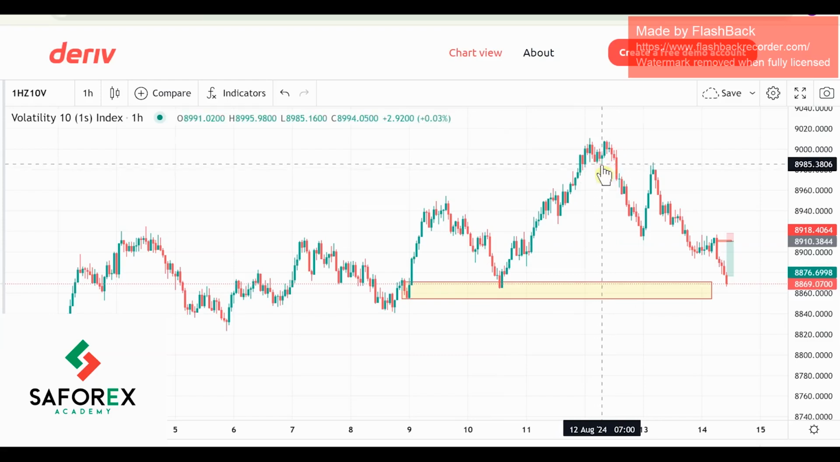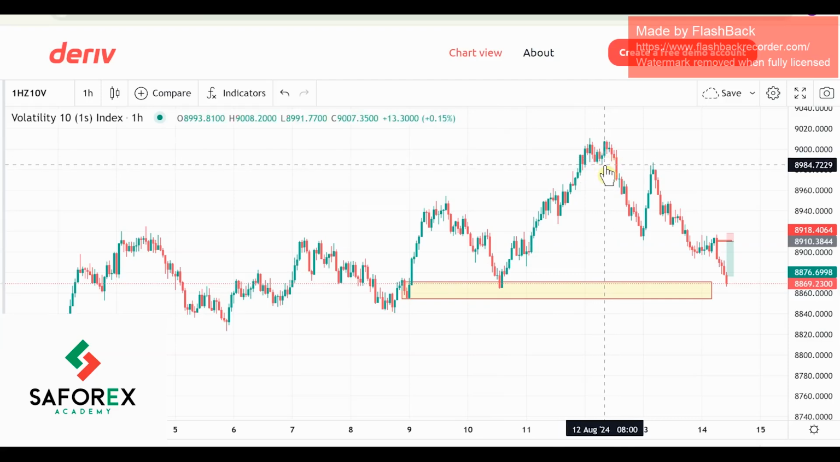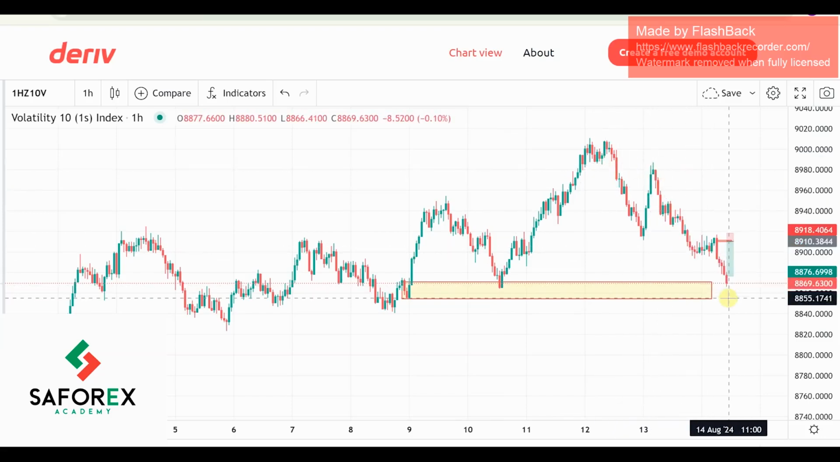I will just wait for it. See the candle here, this candle here. See price coming to trap the weak candle. I see the market coming down. So that is how simple it is.